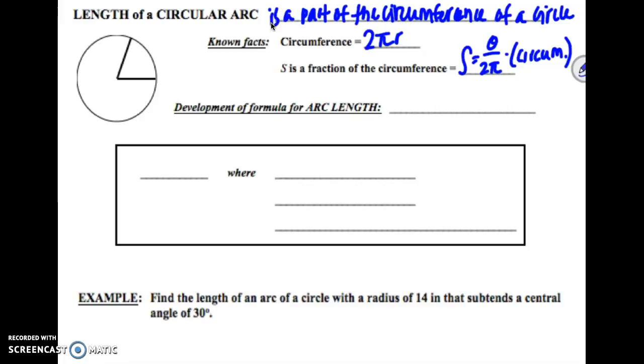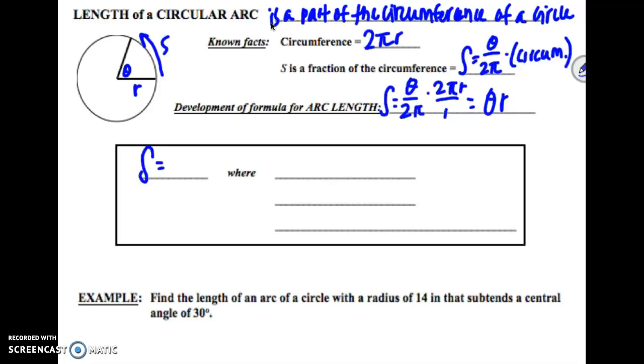To develop the formula for arc length, we take s equals theta over 2 pi, and we multiply that by the circumference, which we know is 2 pi r divided by 1. So 2 pi r over 1. Reducing this down, we are left with theta times r, where theta is our central angle, r is our radius, and s is our arc length.